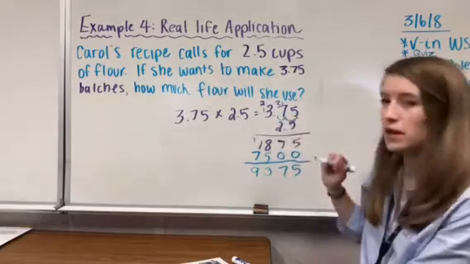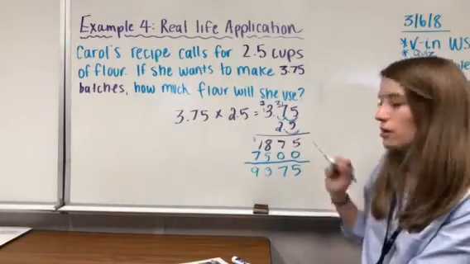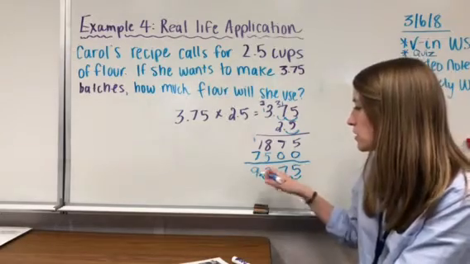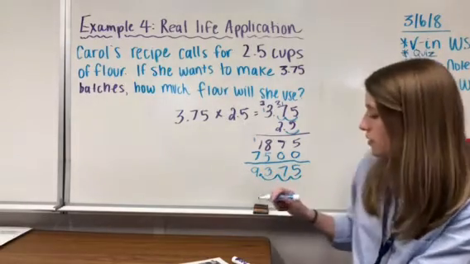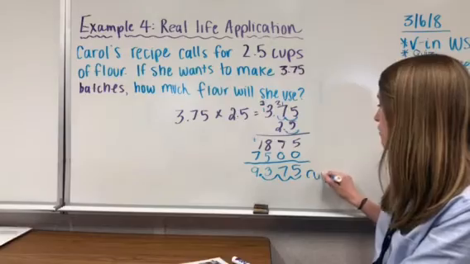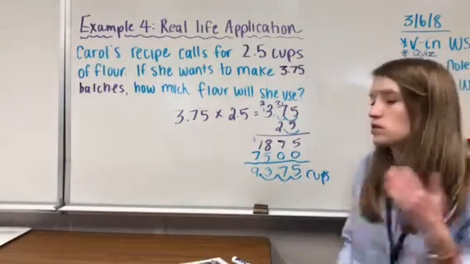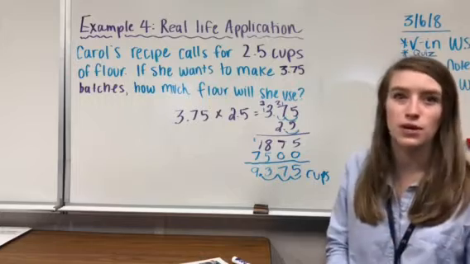We have 2 places beyond the decimal here, 3 here. That means I need to move my decimal 1, 2, 3 place values beyond. I'm left here with 9.375 cups then. There are no negatives from the start, so this is a positive times a positive, which will end with a positive.